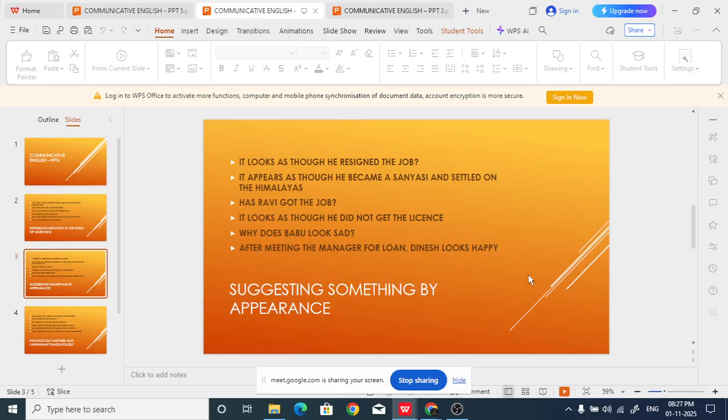Suggesting something by appearance. Just by looking at somebody, you are coming to a conclusion. It looks as though he resigned the job. Somebody has come out of the office and maybe he's dull, he's sad. By looking at him, you are assuming that he resigned the job. It looks as though he resigned the job. You are making such a sentence. It appears as though he became a sannyasi and settled in the Himalayas. It appears as though he became a sannyasi. The fourth one, it looks as though he did not get the license.